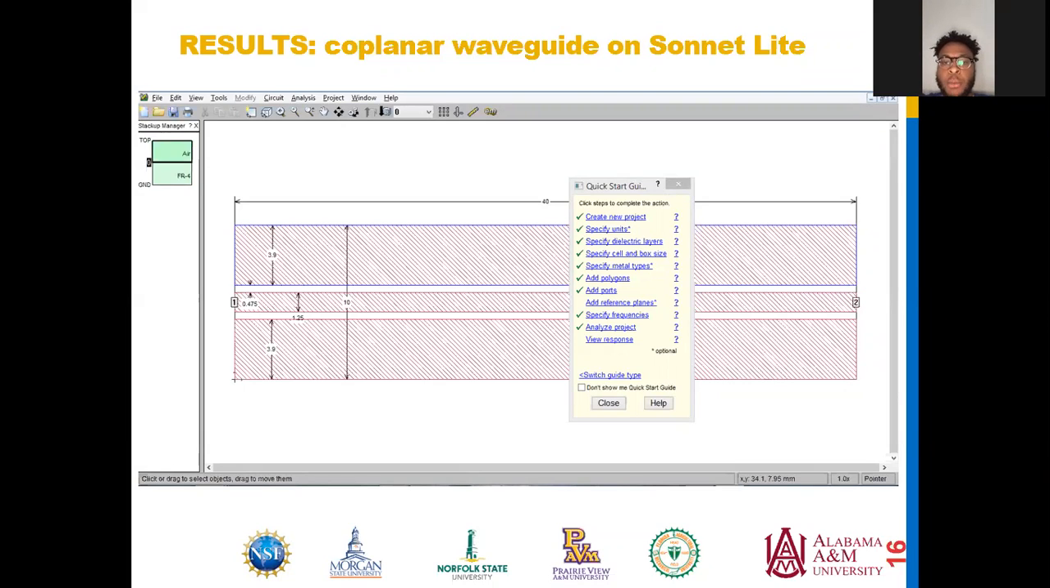And as you can see, we have different measurements in between these transmission lines and the rest of the coplanar waveguide. That helps us in determining how far they are apart from each other. We also have our quick start guide in the middle, which basically lists the procedures for simulation on this coplanar waveguide. Next slide, please.